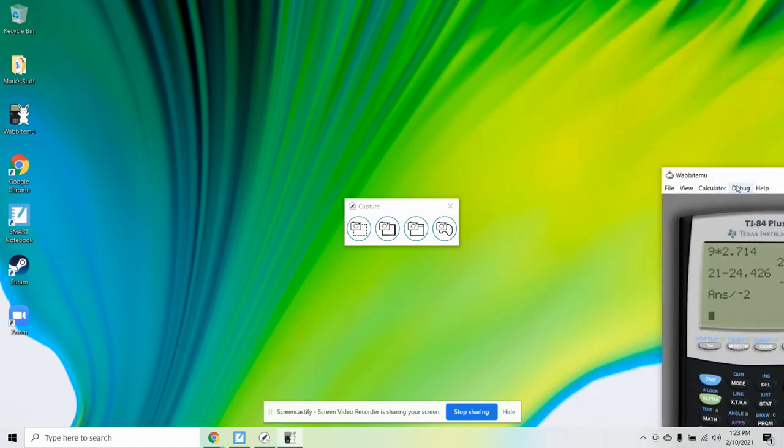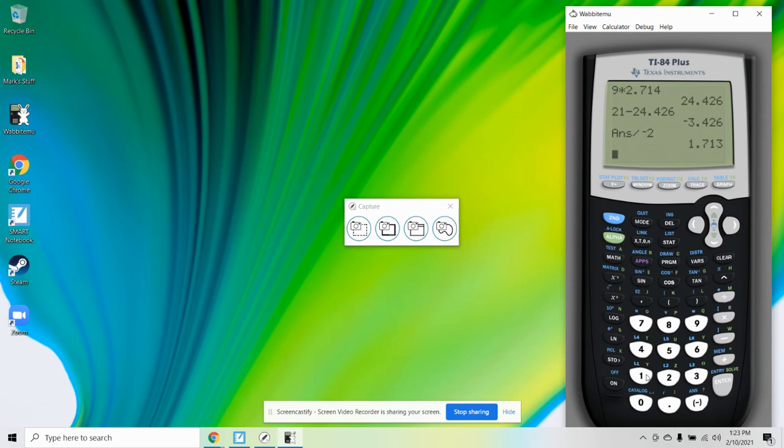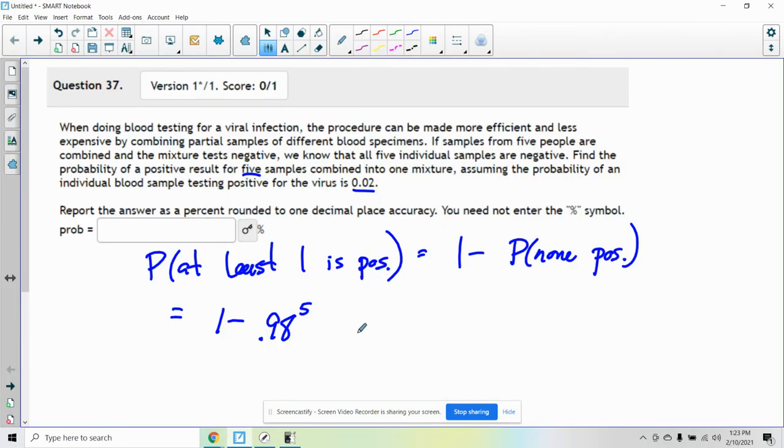All right, so here we go. Do 1 minus 0.98 to the fifth power. I get 0.0961, or 9.6%. That's it.